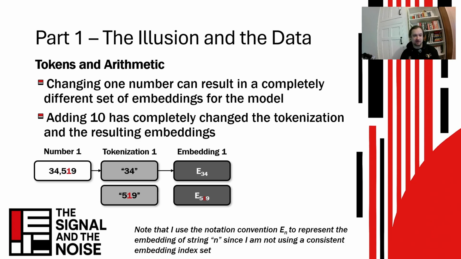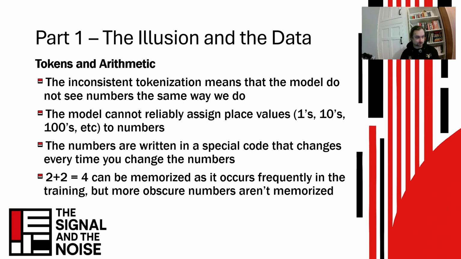So adding 10 to it has completely changed the tokenization and the resultant embeddings. You see I've added the 10, and 34,519 now goes from 3 tokens to 2 tokens, and they're completely different. I've used some subscript notation to represent the embeddings since I'm not using a consistent embedding index set. This is demonstrative rather than something you would find in the back end of a model necessarily.